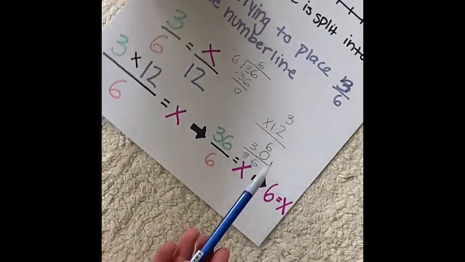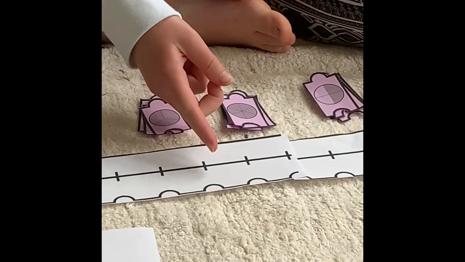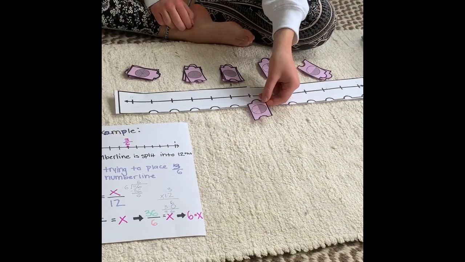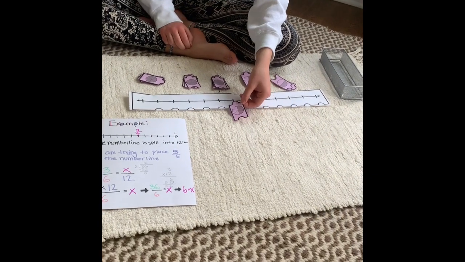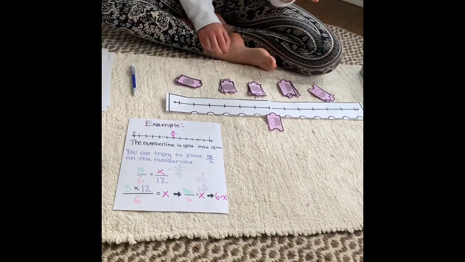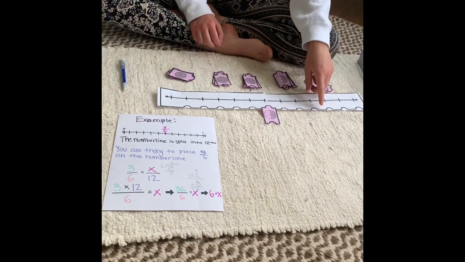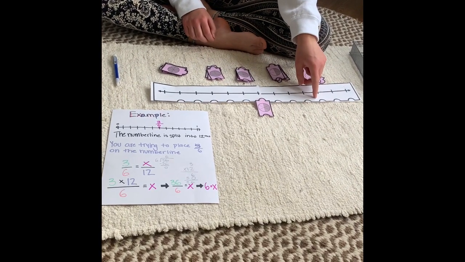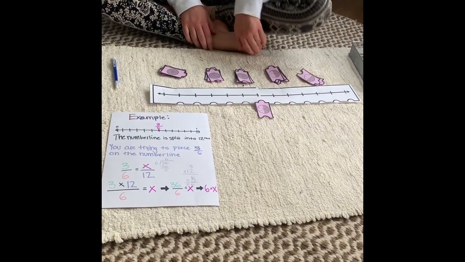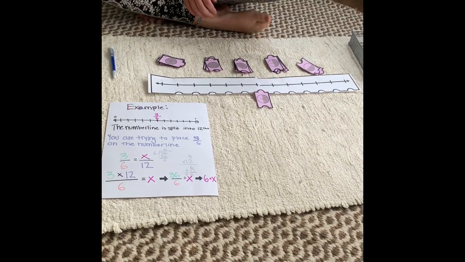So 6 equals x. So now that you have this, you're going to count 6 places on your number line. 1, 2, 3, 4, 5, 6. And place it here in the bracket that's made up. You know that you've done something wrong if it does not fit into one of these brackets, because they should. We can do some more.